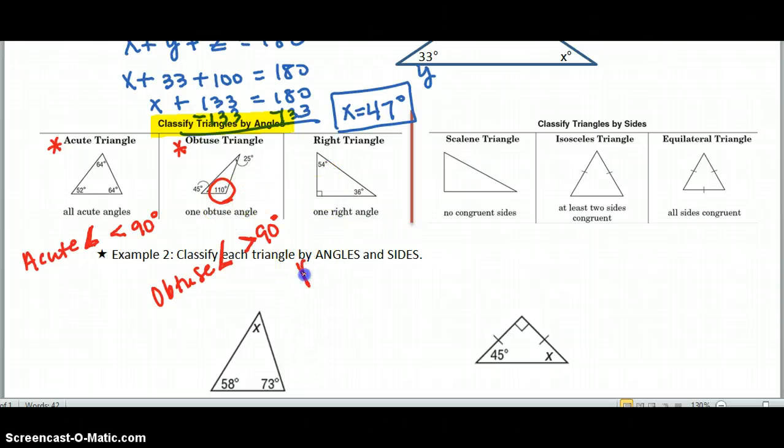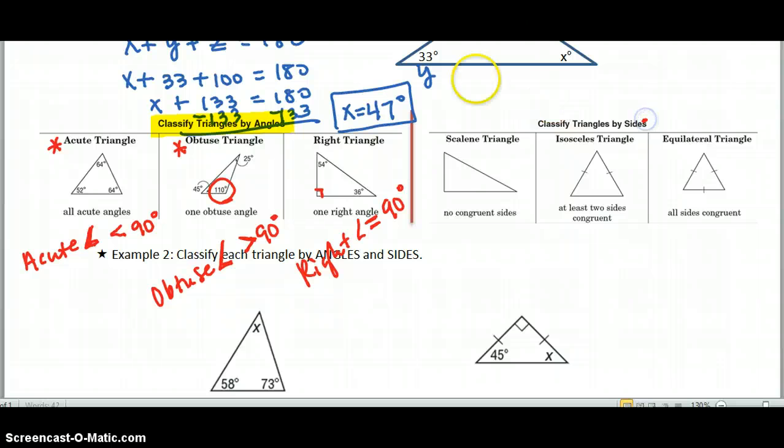And then of course, a right angle equals exactly 90 degrees. It's equal to 90. And here it is. The box represents 90 degrees. So whenever you have a right angle, we call that a right triangle.